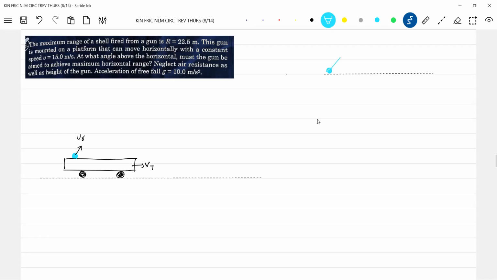When I fire it, it's going to have maximum range. And this maximum range, I'll call it R_GM, or R with respect to ground. So this value is how much? 22.5 meter.